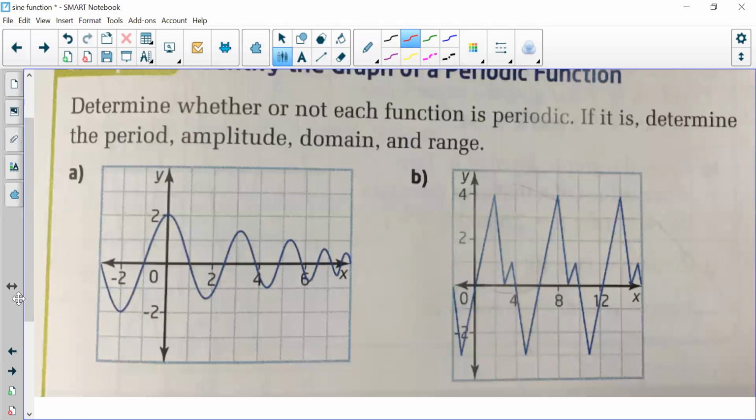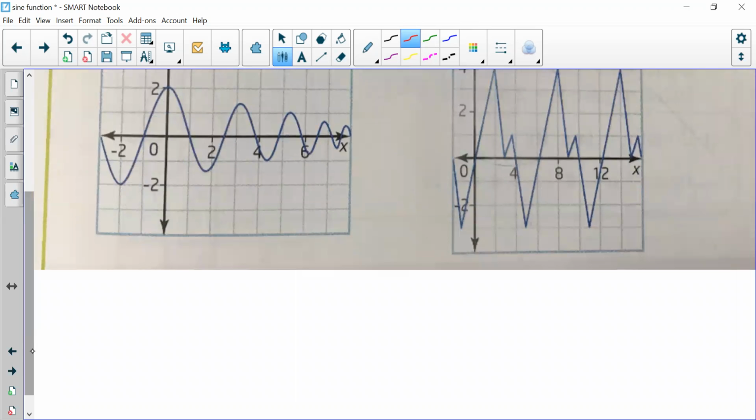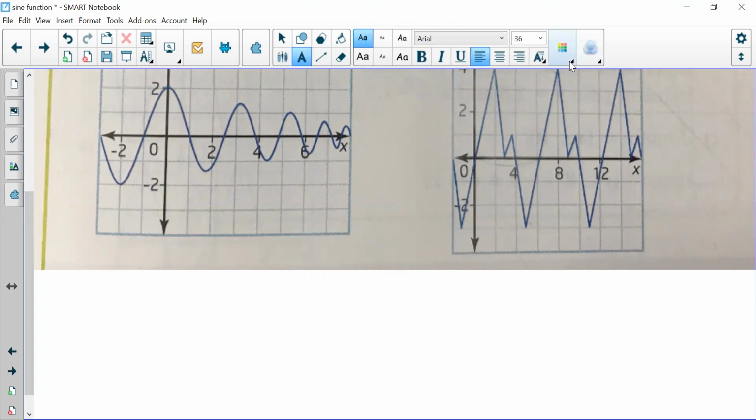This question says determine whether or not each function is periodic. That's our first thing, because we can't figure out if it has a period or a cycle unless it is periodic. So remember, we're looking for consistent repeating patterns. Does it have a consistent repeating pattern? For example, that height of 2 on the y-axis, do you see that get repeated again? No. So is this a periodic function? No. So we're not going to go any farther. We're going to say it's not a periodic function, moving along.